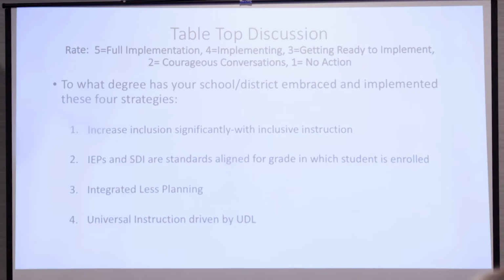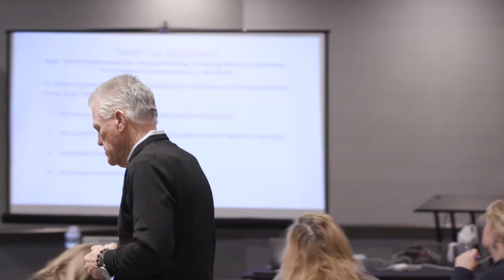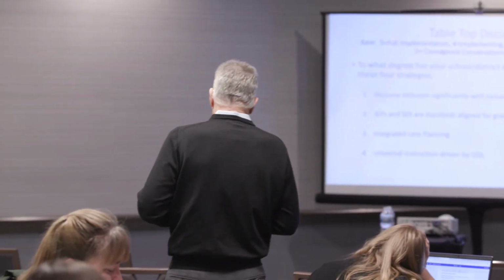So rate those 4: how much inclusion with inclusive instruction, IEPs and SDI are standards aligned, integrated lesson planning, and this idea of universal instruction in Tier 1 and not general education. 5 is best, 1 is not the best, private, public.